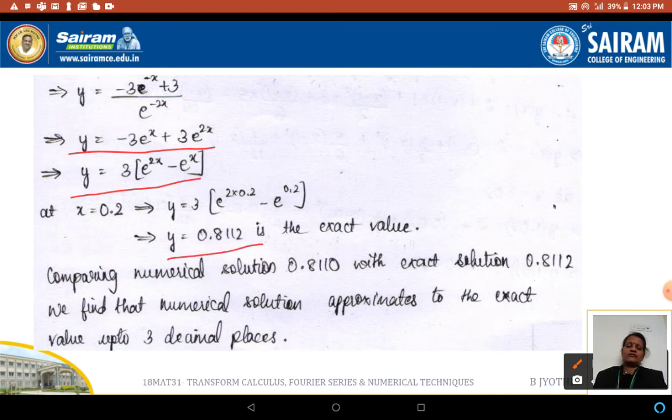We get y is equals to 0.8112. This is the exact value, but whatever we have got was a numerical solution. So numerical solution obtained was 0.8110 and exact value is 0.8112. So the difference is 0.0002. So with the exact solution, we find the numerical solution approximates to exact value up to 3 decimal places, because 0.811 and 0.811 is common. So up to 3 decimal places it is approximated.